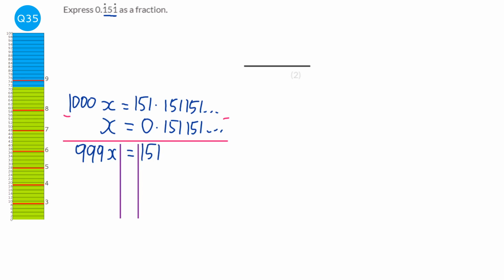Get our solving lines in, because the next thing we're going to do is divide both sides by 999. And so we end up with x equals 151 divided by 999, or over 999. And that's our answer.